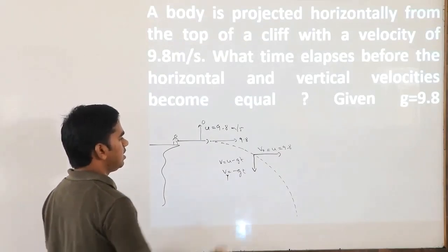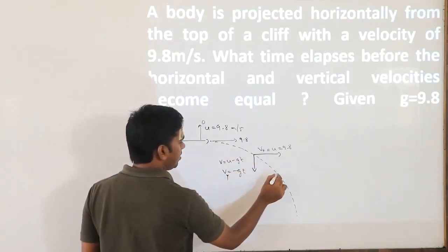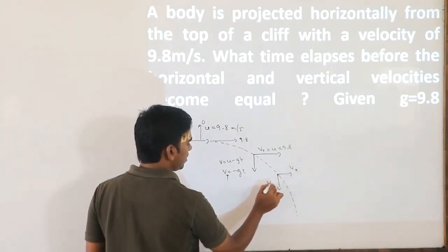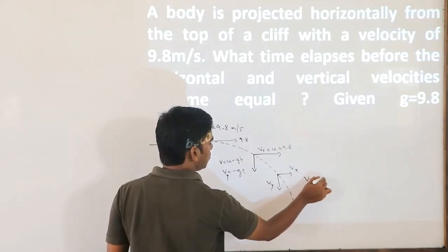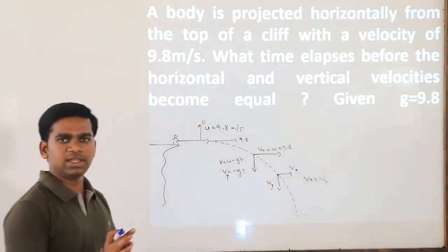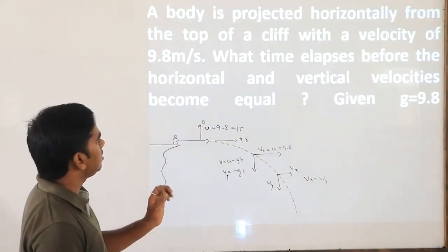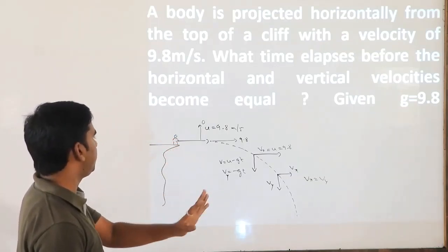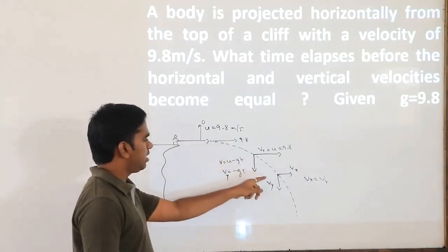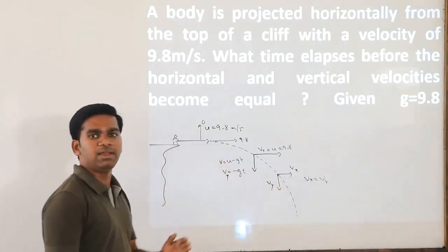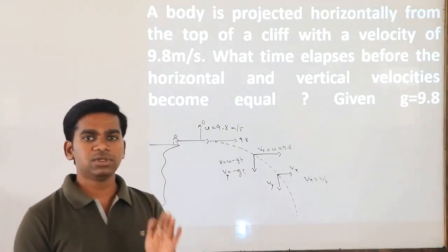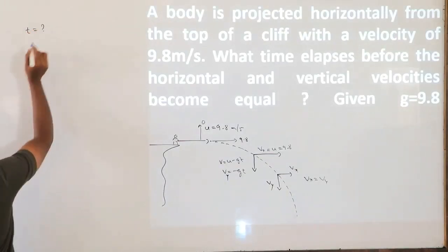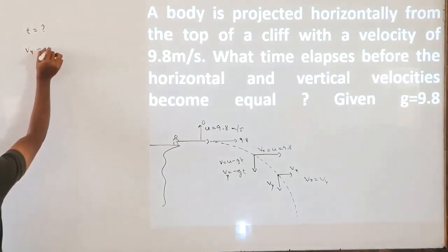What they are saying is that at some point maybe here your vx is equal to vy. Somewhere they may be equal. So they are asking the time elapsed before the horizontal and vertical velocities become equal. How much time will it take for vx to equal vy? They are asking t when vy is equal to vx.